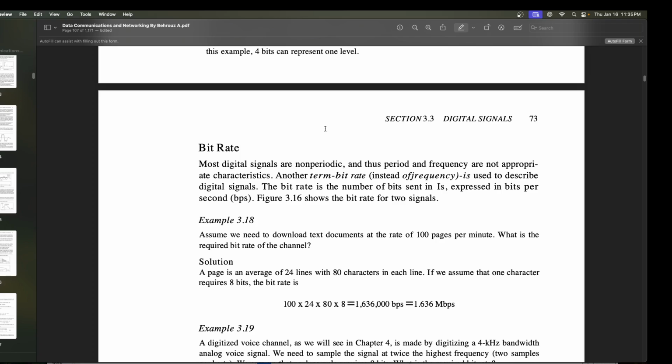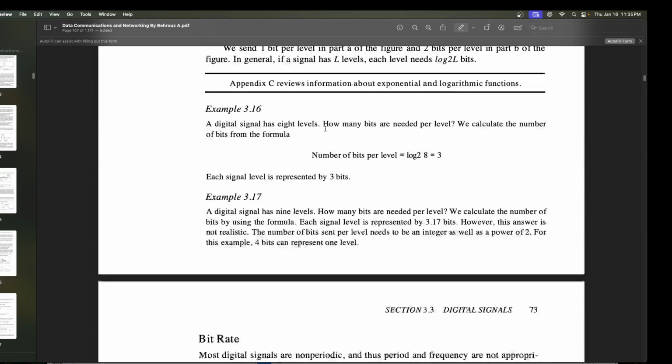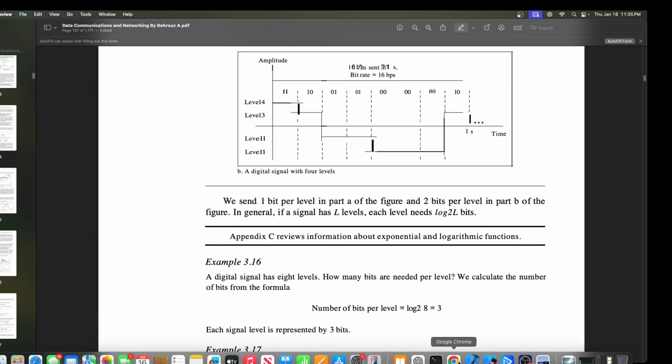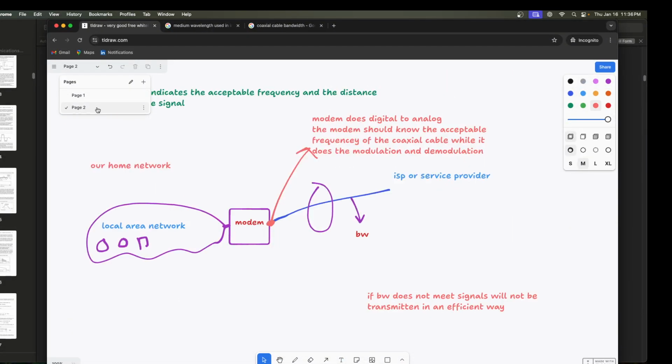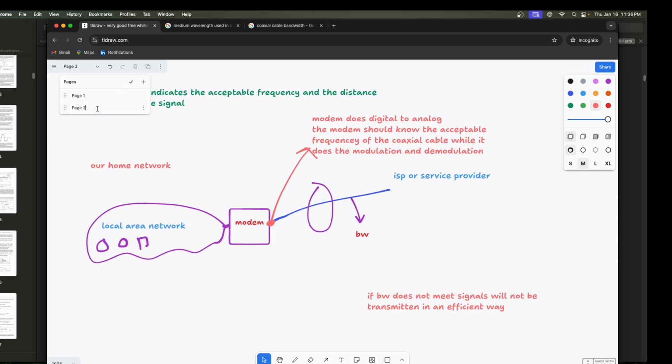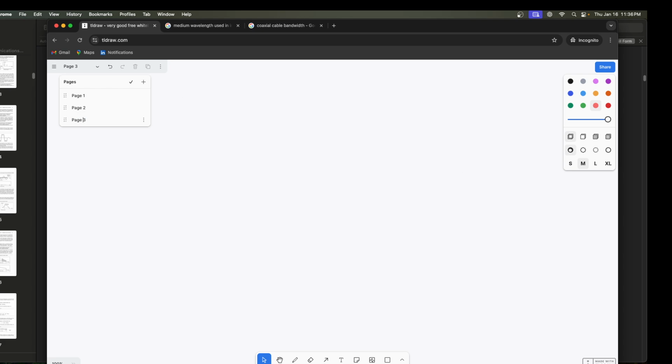So how many bits per second am I? Now what is this bit rate? So if you see this, okay. Then let's have a new page. Oh, it's only two pages. We can have one more. Let's get rid of this. So now here, what is this? Oh, go and add a page. Let's draw something.